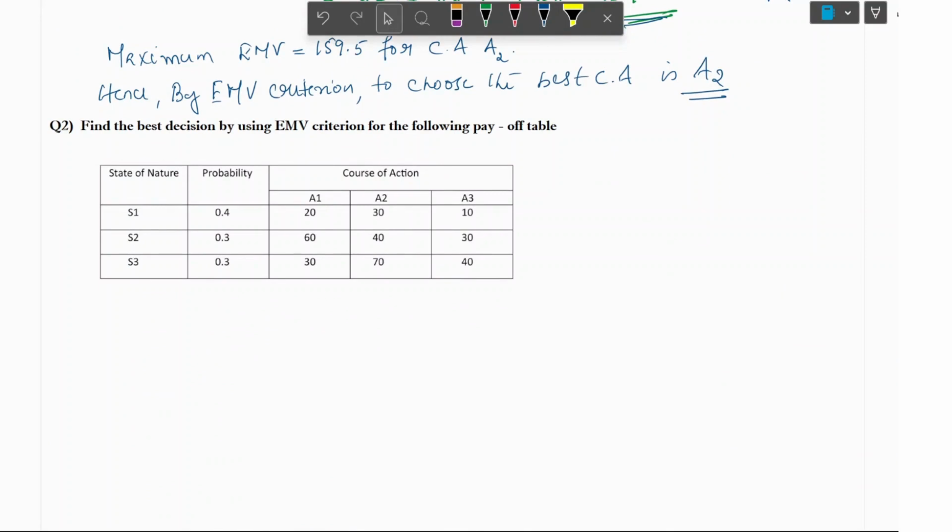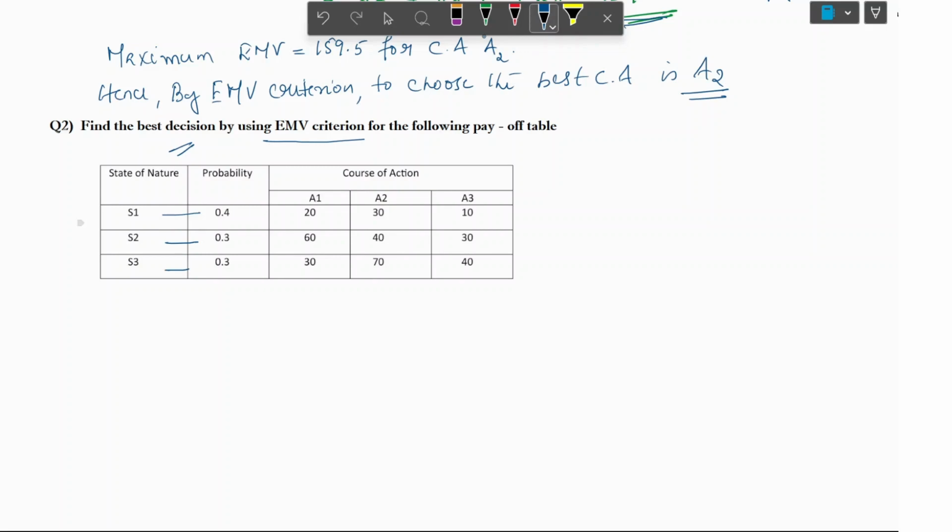See here, what's the difference here? Here also the question is that by EMV criteria you have to find the best decision, right? To choose the best decision. But here see, A1, A2, A3 are column wise and S1, S2, S3 are row wise, unlike the last question. And this is the corresponding S1 probability, S2 probability and S3 probability.